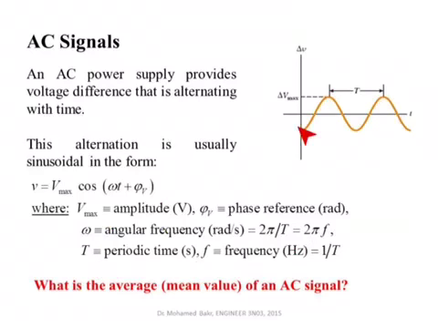Now, the average of an AC signal is 0. Why? Because if you take a complete cycle, from here until it starts to repeat itself again, you will see that we have a positive quadrant, a positive quadrant, and then a negative half cycle. So the total area, these two positive areas will cancel this negative area. So the average, or the mean, of an AC signal is essentially 0.